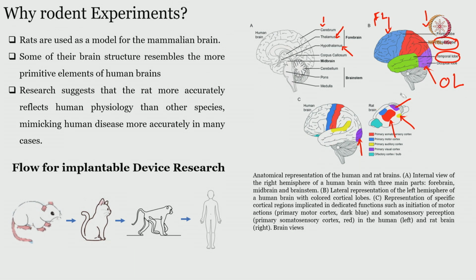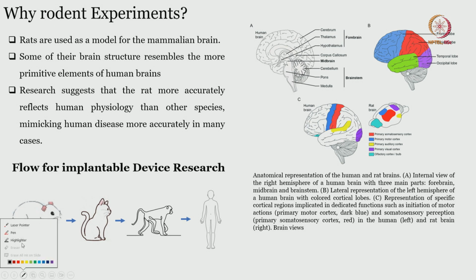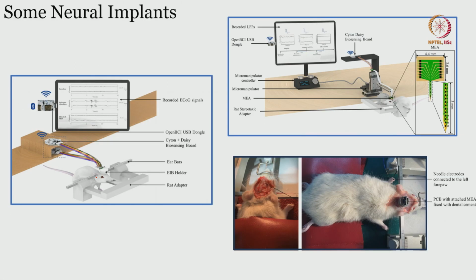Okay. Now, let us go to the next slide. Why we are talking about all these regions is because we will show you where we implant the device, in which region. That is the reason we are showing you the anatomy of the human brain and comparing it with the rat's brain.